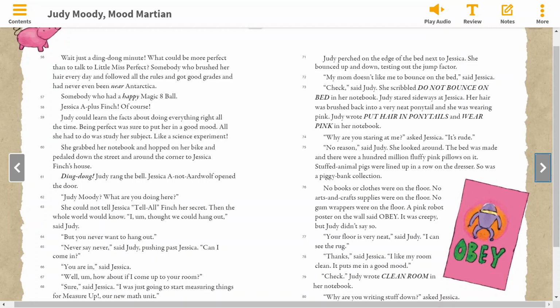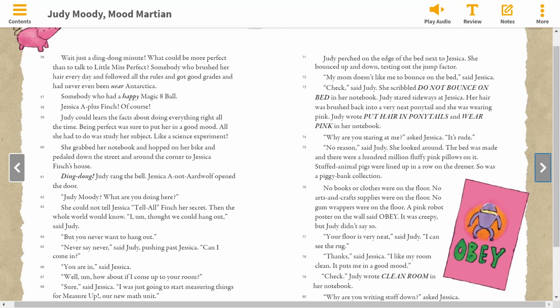Judy wrote, "Put hair in ponytails," and "wear pink" in her notebook. "Why are you staring at me?" said Jessica. "It's rude." "No reason," said Judy. She looked around.